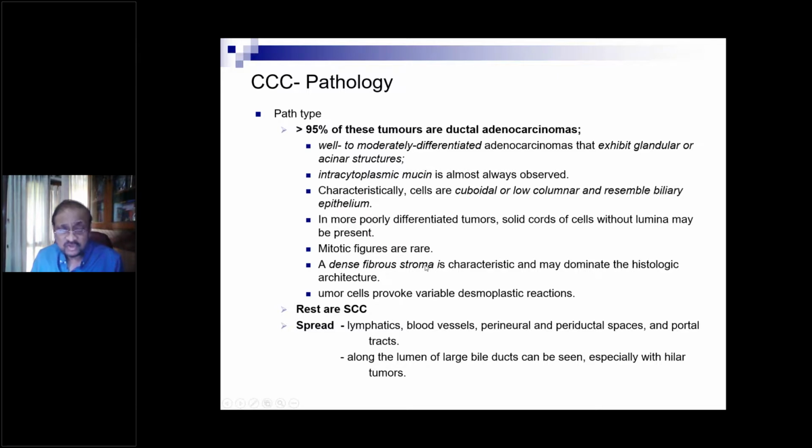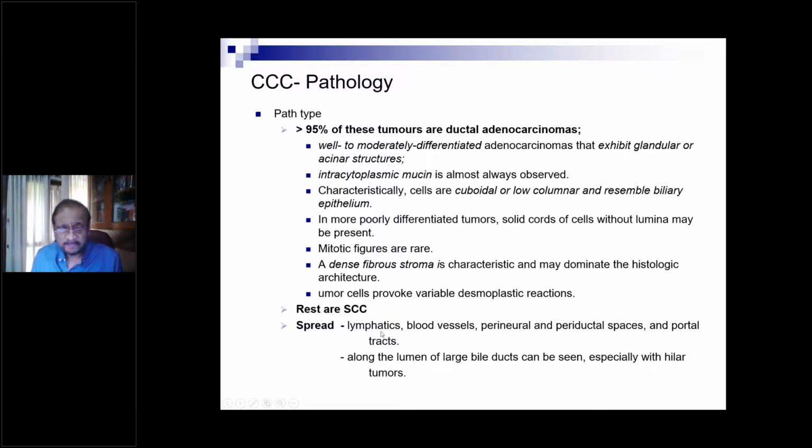A dense fibrous stroma is characteristic and may dominate the histological architecture. You get a lot of fibrocytes, right? The tumor cells provoke variable desmoplastic reaction. That's why you get this fibrous stroma. That is the desmoplastic reaction.